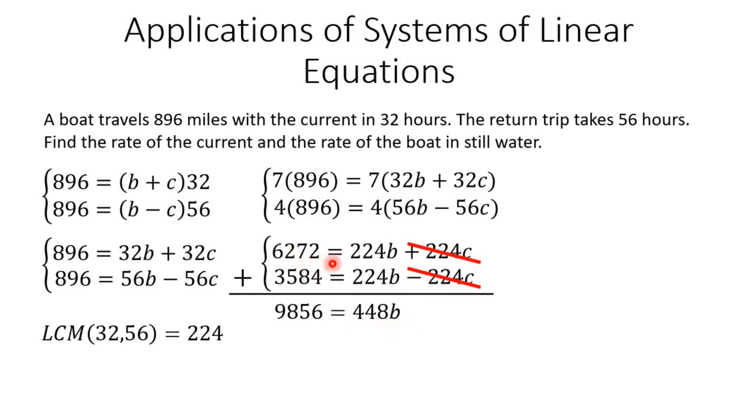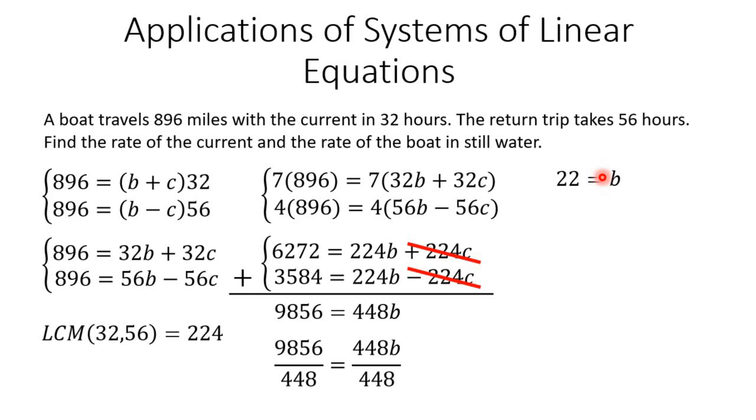And 6,272 plus 3,584 is 9,856. Now I can find the value of B, which is the speed of the boat in still water, by dividing both sides by 448. When I divide both sides by 448, I get that B is equal to 22. So the boat is going 22 miles per hour in still water.